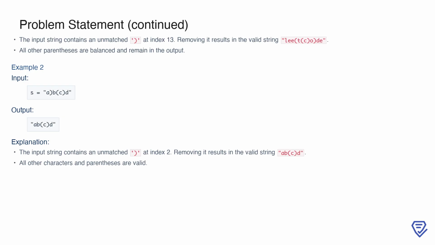In the case of the string S equals A, B, C, D, the output is A, B, C, D. Here, the closing parenthesis at index 2 is unmatched, and by removing it, we ensure that the string becomes valid. All other elements in the string, including the lowercase letters and the remaining balanced parentheses, are left untouched, maintaining the structure of the string while satisfying the validity criteria.